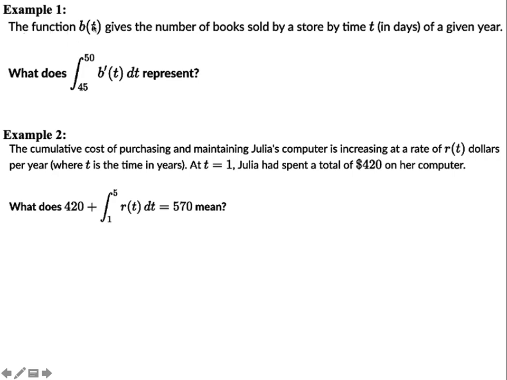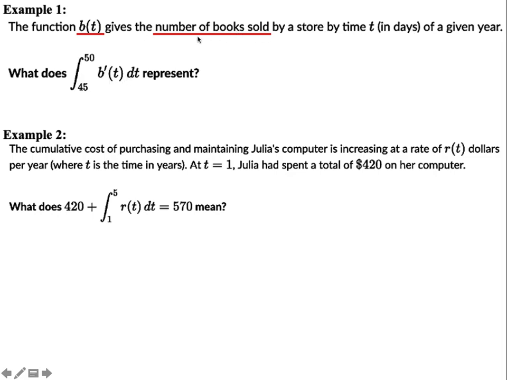It says the function B(t) gives the number of books sold by a store by time t in days of a given year. If we take a look at that, B(t) is not a rate. It's the number of books sold. So if that's not a rate, then if we're going to integrate something, we have to integrate the derivative of this. So integrating this derivative, this is integrating the books per day.